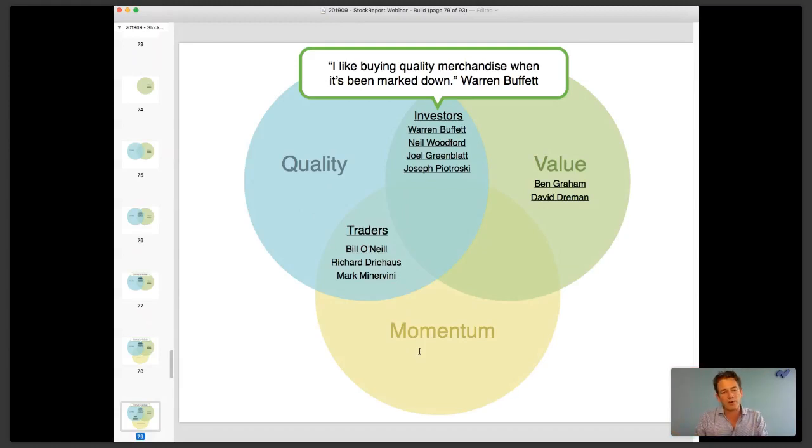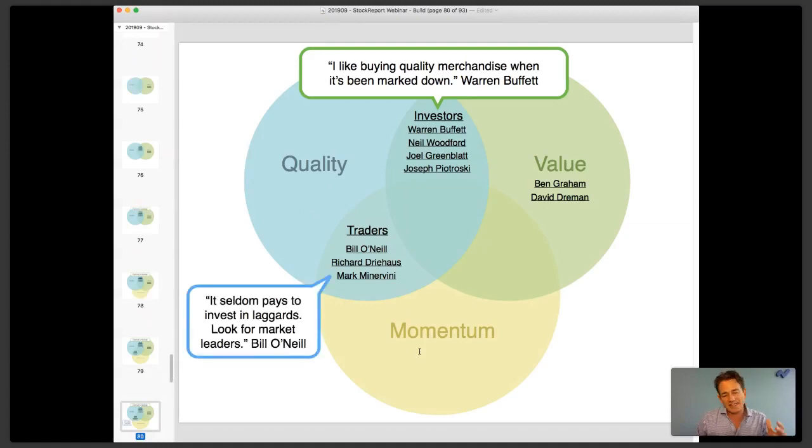So really worth reading. Mark Minervini, we've interviewed him a couple of times. He's got some great books. There's a Minervini thread on the site, which is really popular. And these guys make money out of good quality, growing momentum shares that are breaking out to new highs. It's a time-proven methodology. And the key quote there is, it seldom pays to invest in laggards.